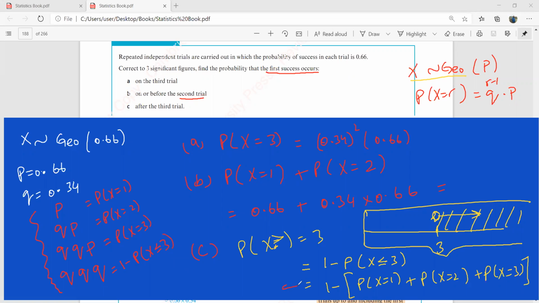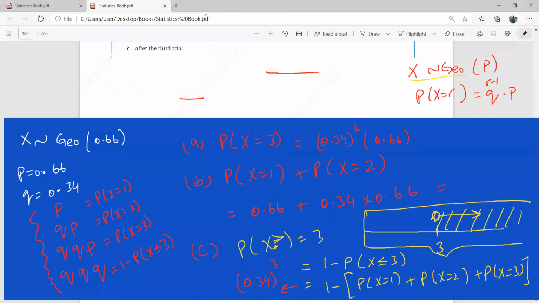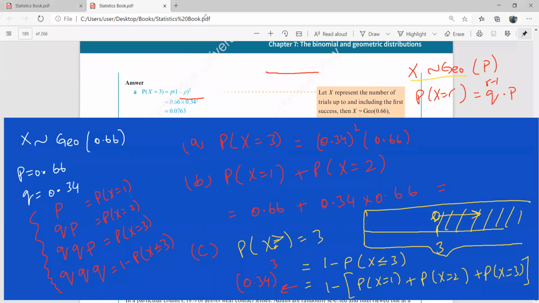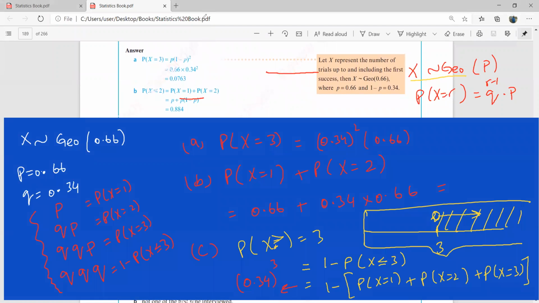Now, can I write this value simply, since we have 1 minus all these 3 happening, as 0.34 raised to power 3? Yes or no? Yes. Okay. Now the time to check the answers. If you have used the calculators, yes. The first part is this. It seems to be correct. This seems to be okay.